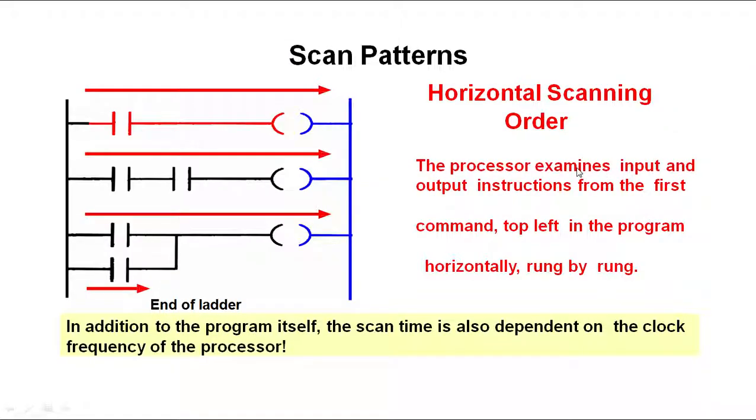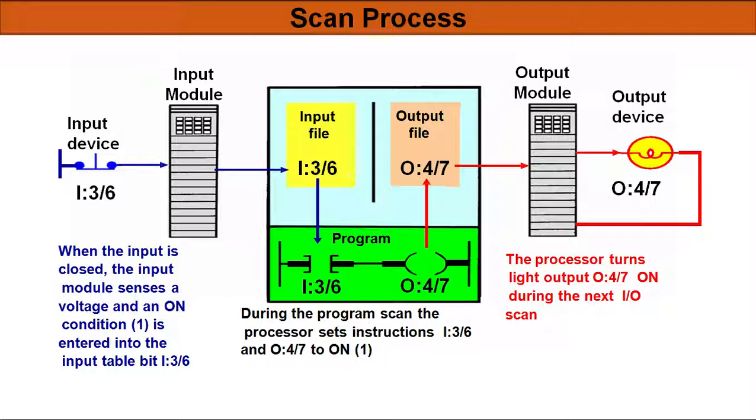Scan pattern, horizontal scanning order. The processor examines the input and output sections from the first command at the top left in the program, horizontally, rung by rung. It will go this way, then this way, then this way, never this way. It goes across, then comes down to the next rung, and so on, until the end of the rung. In addition to the program itself, the scan time also depends on the clock frequency of the processor. How much processing is done depends on the clock frequency. So scan processes are like this.